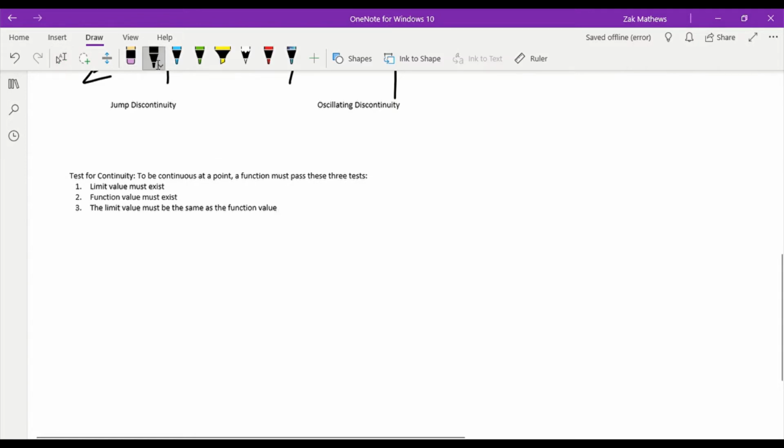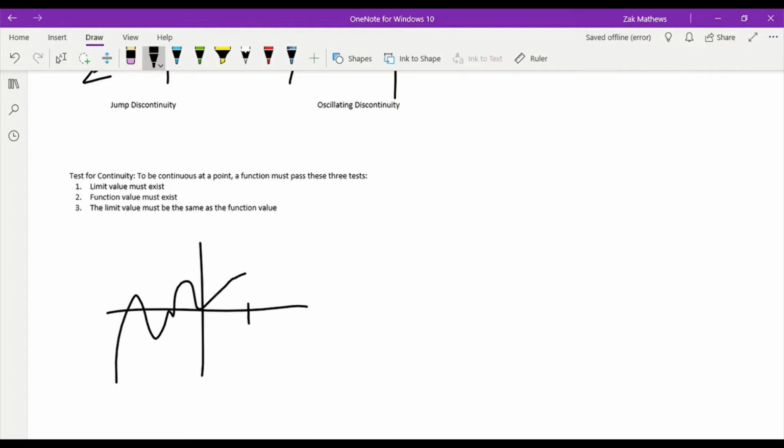For instance, we'll take one more graphical example and then we'll get into some algebraic examples. Let's say we have something that looks like this.